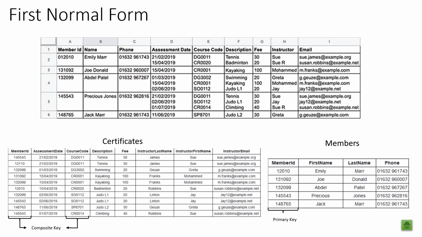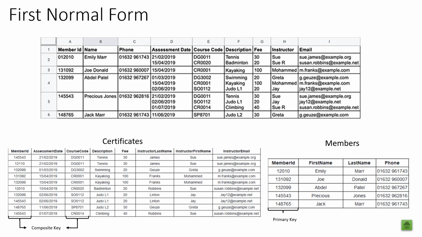Hello there and welcome to our second normalisation video looking at second normal form. Please make sure that you've already seen first normal form before you jump into this video because this won't make sense otherwise. In front of us now we have our two tables, certificates and members, and they are in first normal form.